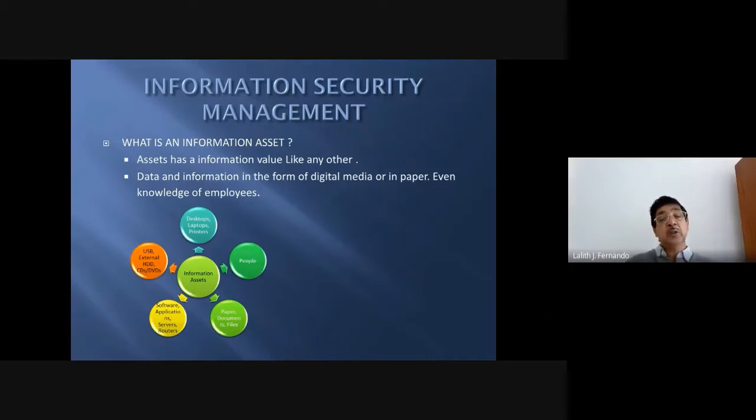I think now you get a good idea about information assets by looking at this slide. And this is a very handy type of explanation. So this is a scheme for your knowledge. And this slide really gives a clear idea about what is an information asset.